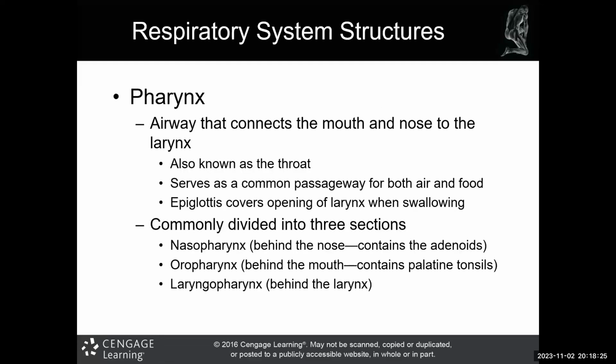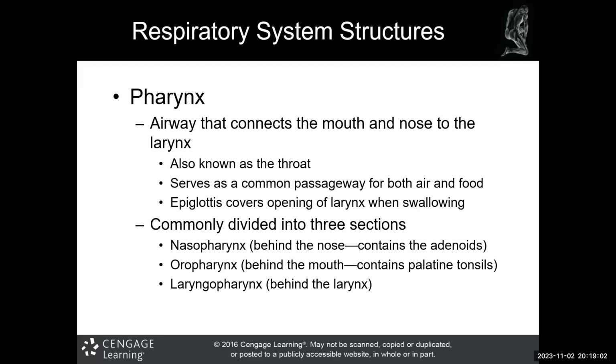The pharynx is the airway that connects the mouth and the nose to the larynx. The larynx is the voice box where we have the vocal cords. Important thing, many people will still say larynx incorrectly. I remember the first time I heard it as a kid, I didn't know it was said that way. If you look at the spelling, it's Y-N, so it's larynx, and also pharynx. The pharynx is also known as the throat. So it's a passageway for air and also for food when we eat.